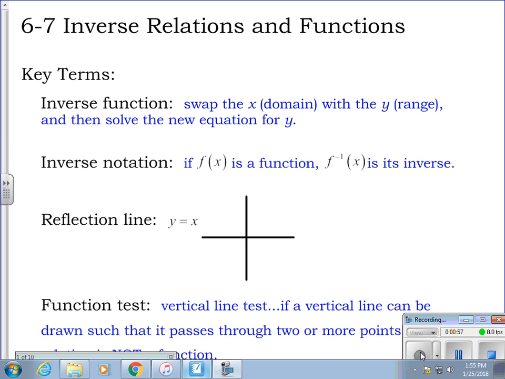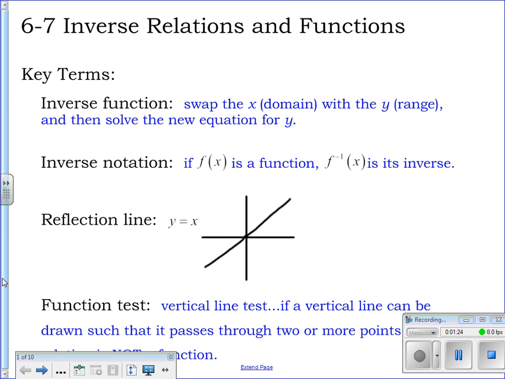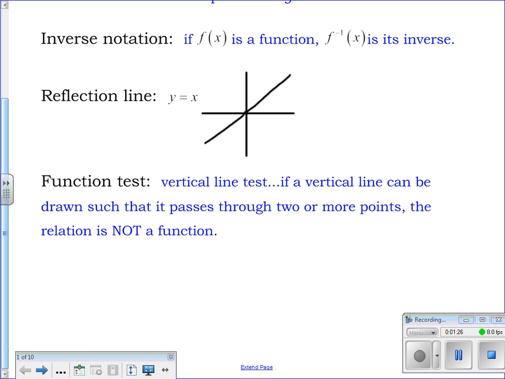Okay? A reflection line. Inverses, and this will be important later, are reflected through the line y equals x. And this will be very important later. Okay, inverse functions are reflected through the line y equals x. And then the last part that you can't read because it's covered up.